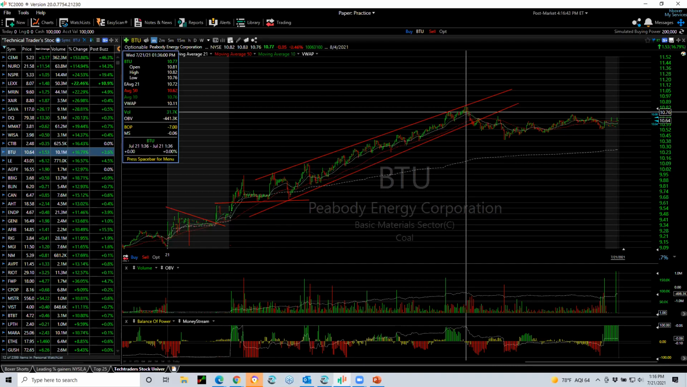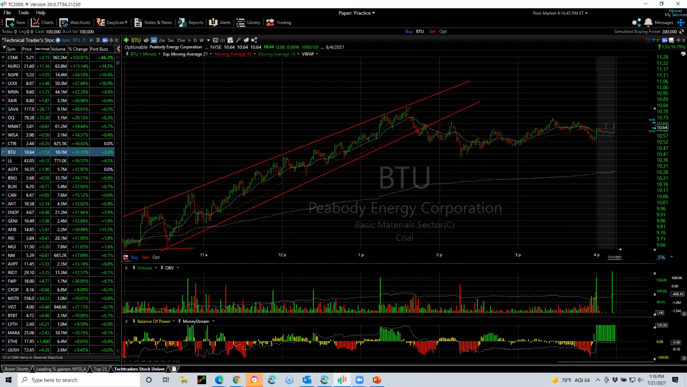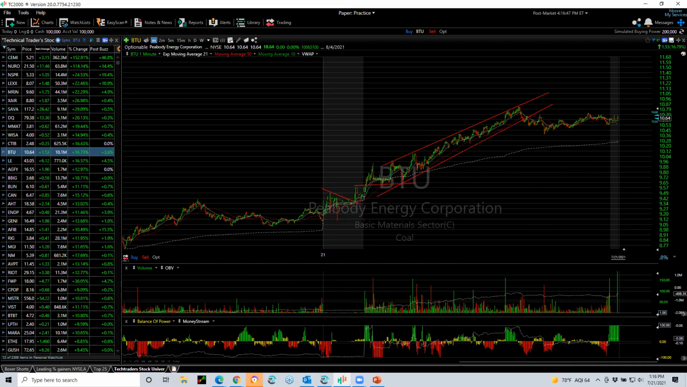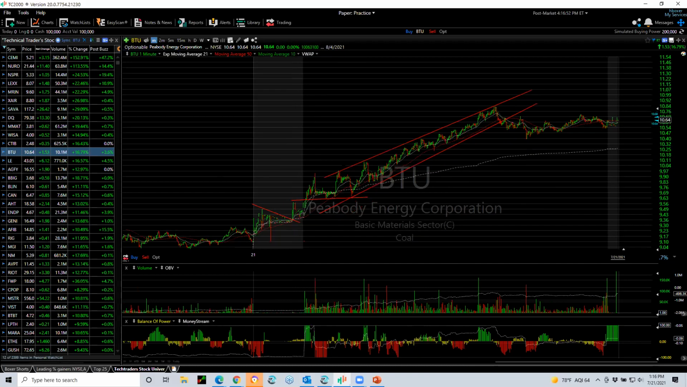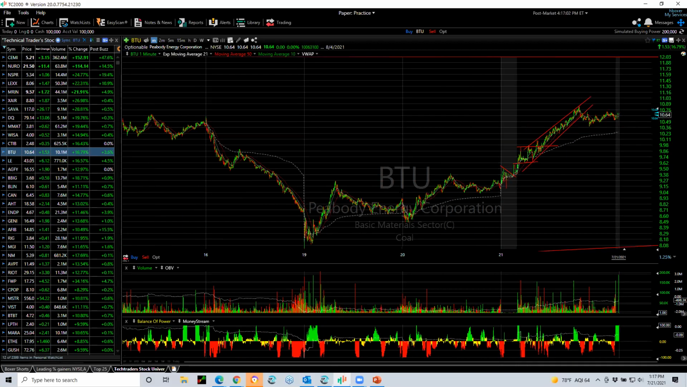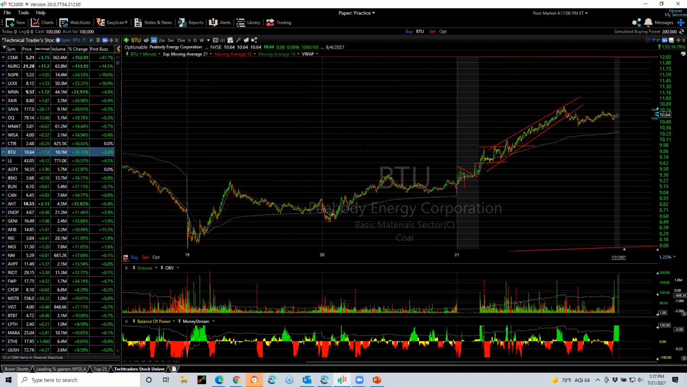The high, 10.82. Then the pullback and consolidation. But the volume buzz, when this popped right there, got real strong, and then it pulled back and formed a wedge and retested and then broke out right there. So you can see this strong move on BTU, and by the way, this has done this several times here, and now for the third day in a row, BTU became a tech trader day trade.